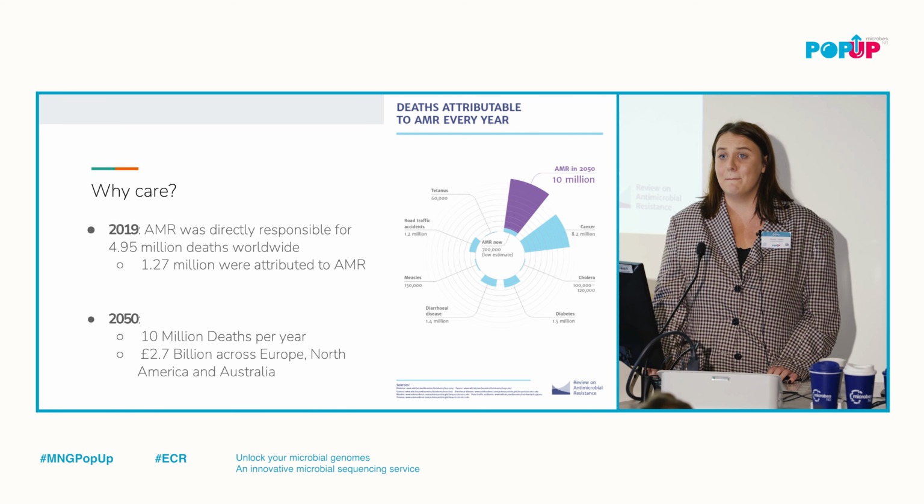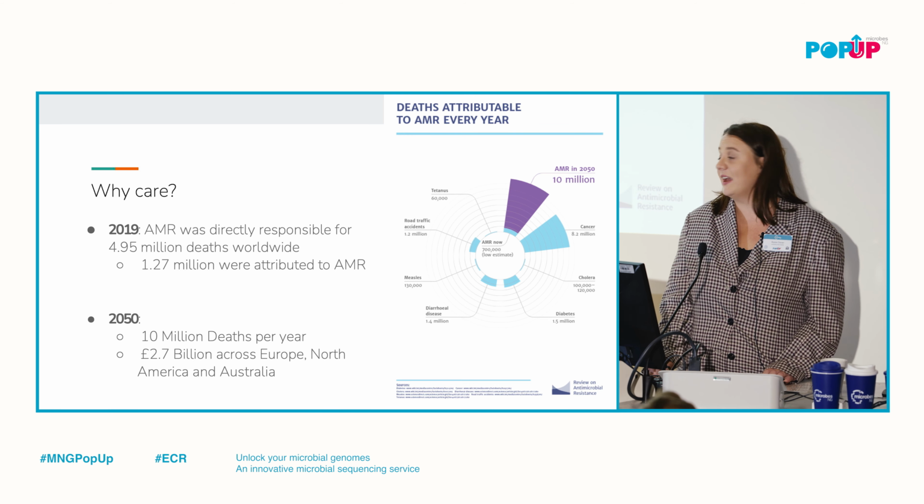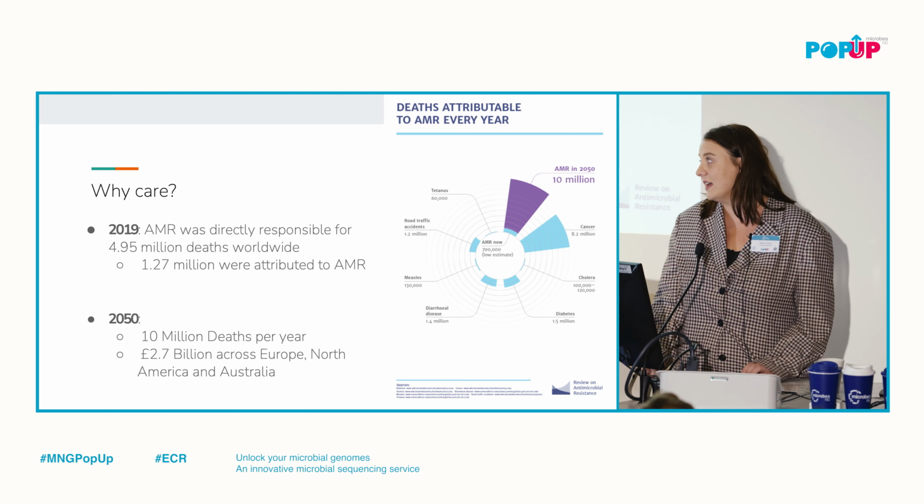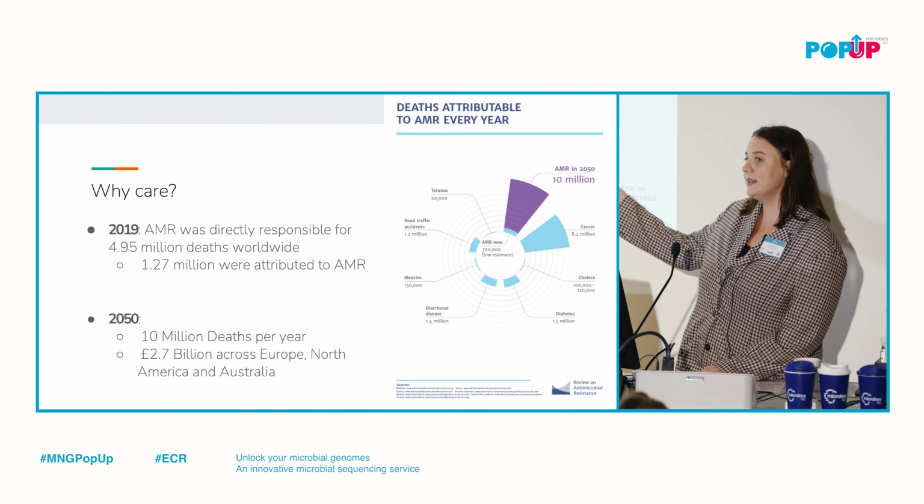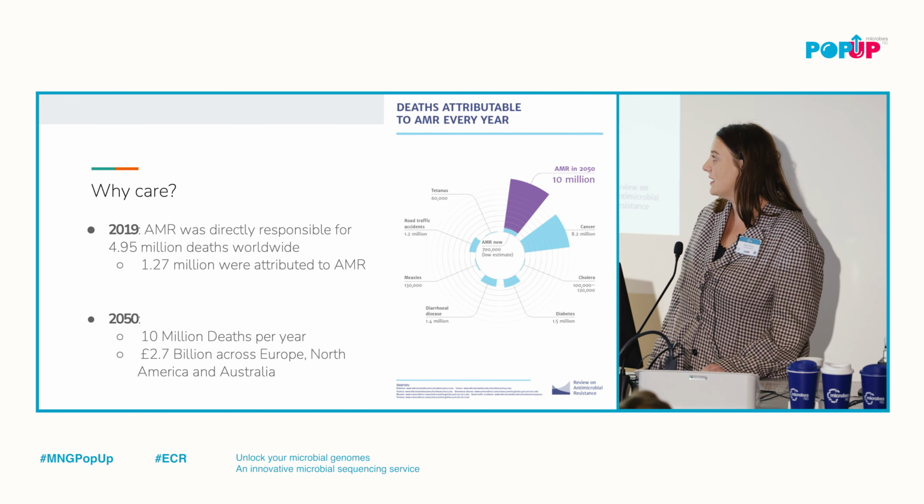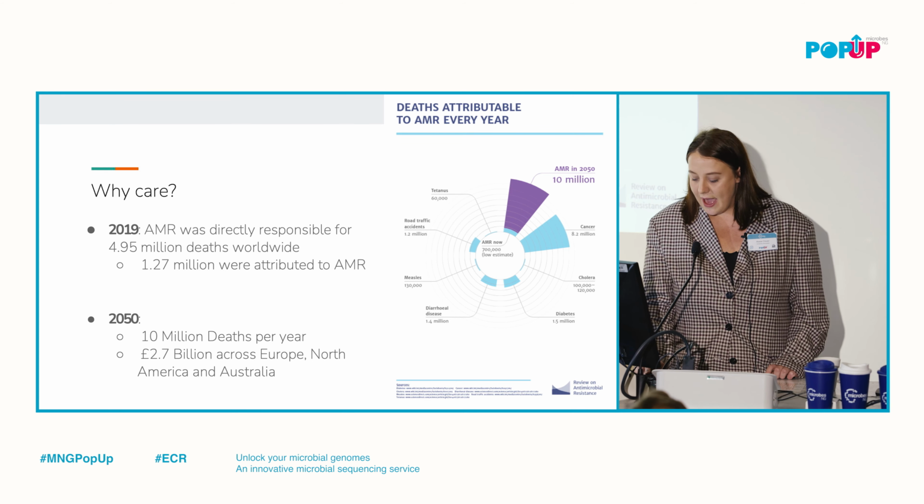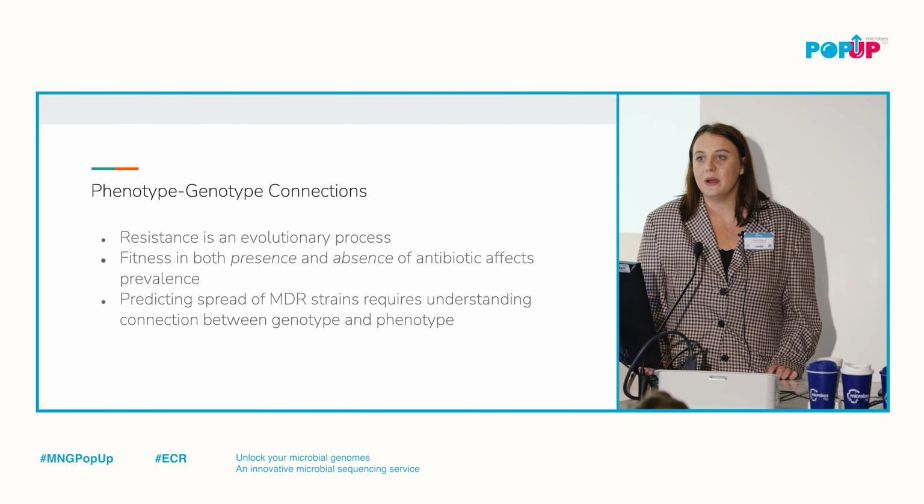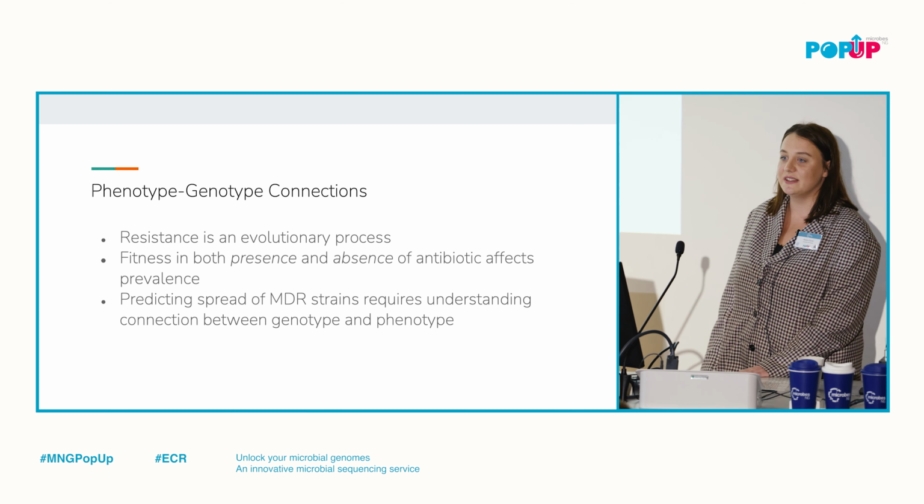And that has a massive financial burden on healthcare systems, as seen by that figure at the bottom. 2.7 billion is a lot. So yeah, what do I mean by phenotype-genotype connections?